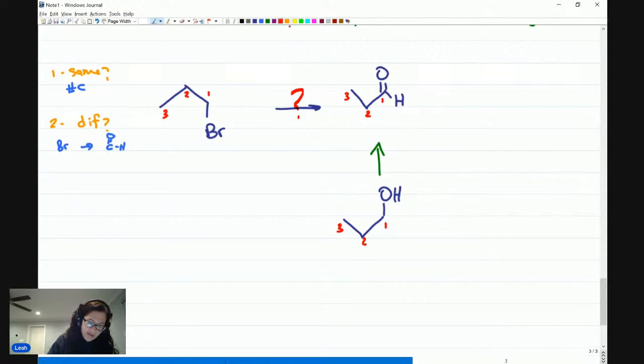So now I have a simpler question to ask. I ask myself, is there a reaction that I know that will take me from bromine to the alcohol? Because this is no longer my problem. Now the problem is just going from here to here. I like to do all my intermediates first and then go back and fill in the reagents, because intermediates are a little bit harder to get. Reagents is kind of straight up memorization.